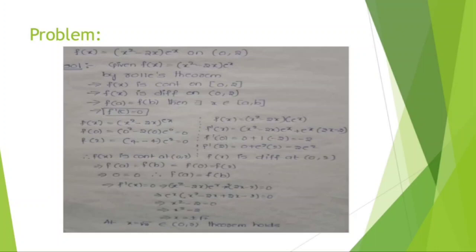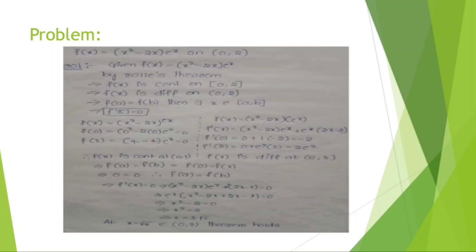We have the third property, that is f of a is equals to f of b. We have the f of a value is 0 and f of b value is 0, that is f of 0 equals f of 2, and we got the values of f of 0 and f of 2, that is 0 and 0. That means 0 equals 0. Therefore, f of a is equals to f of b.